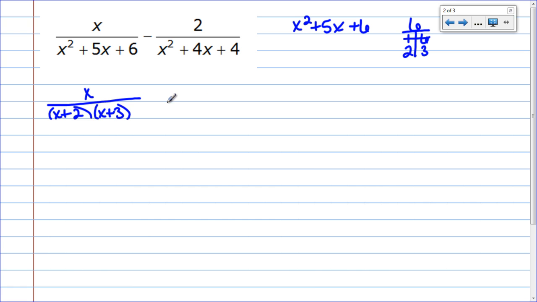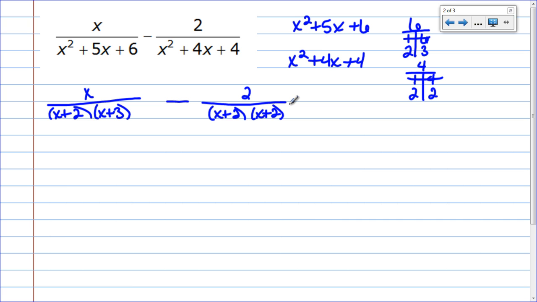Because of my two numbers that I just came up with. Minus, then this one, I have to now factor this one, x squared plus 4x plus 4. So again, it's just an x squared. I need two numbers that multiply to make 4, that add to make 4. Well, 1 times 4 when I add them makes 5. That doesn't work. 2 times 2 when I add them, that makes 4. So this becomes 2 over x plus 2 times x plus 2. And so what you'll notice when I write out what I have in my denominators, I have x plus 2 times x plus 3, and then I have x plus 2 times x plus 2. Well, they already have an x plus 2 in common, so I can ignore that.